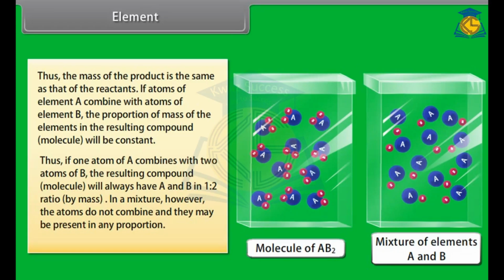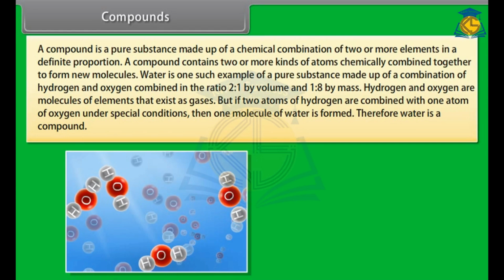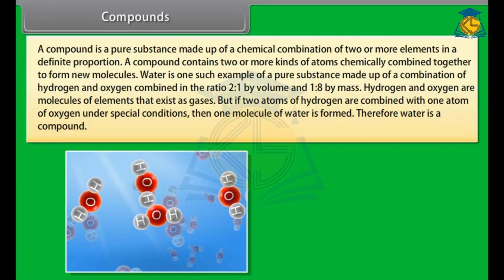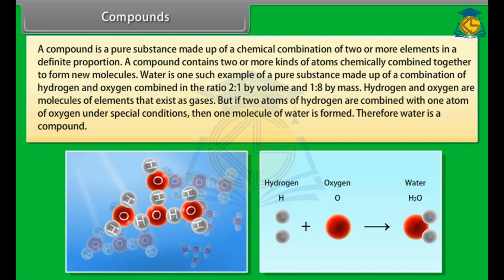In a mixture, however, the atoms do not combine and they may be present in any proportion. Compounds. A compound is a pure substance made up of a chemical combination of two or more elements in a definite proportion. A compound contains two or more kinds of atoms chemically combined together to form new molecules. Water is one such example of a pure substance made up of a combination of hydrogen and oxygen combined in the ratio of 2:1 by volume and 1:8 by mass.